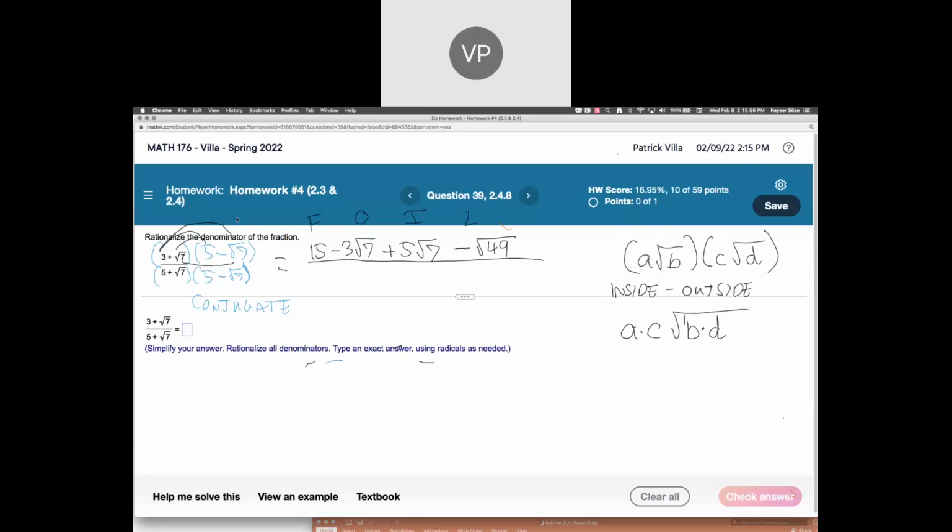Okay, and I do the same thing on the bottom. I get a 25. I get a minus 5 root 7. I get a positive 5 root 7. And I get a minus square root of 49, very similar to the top.